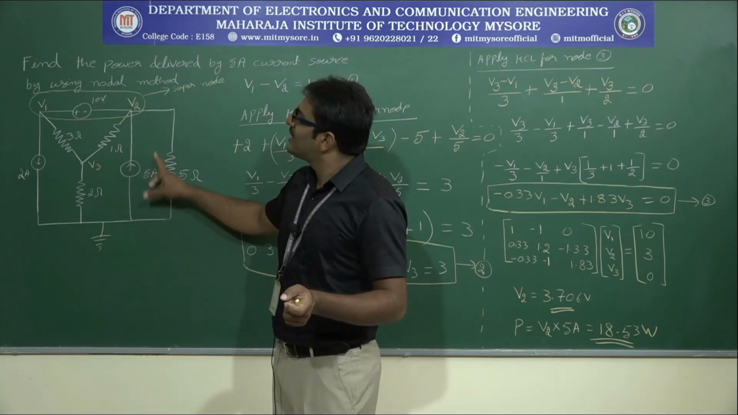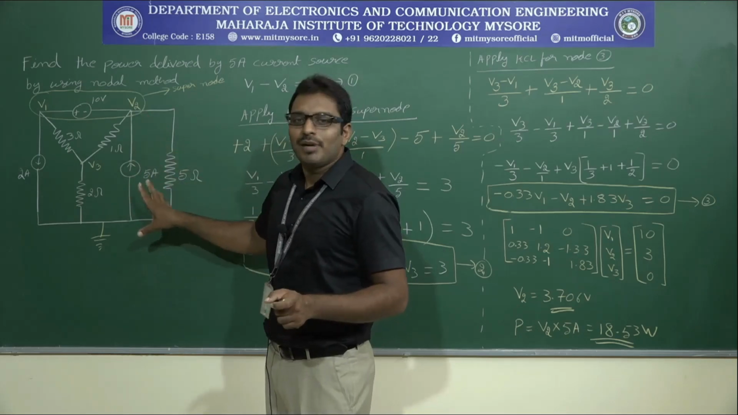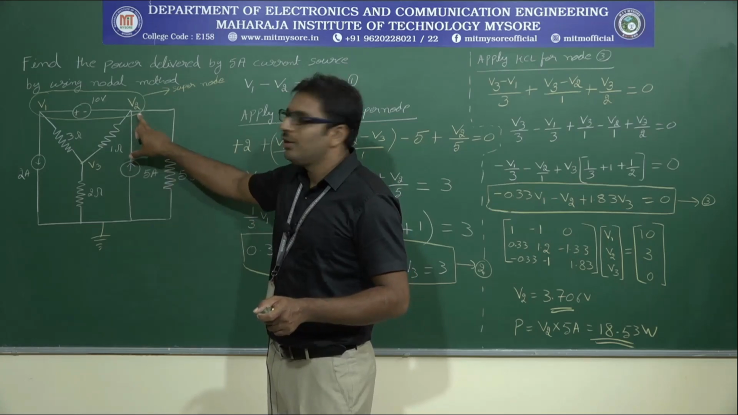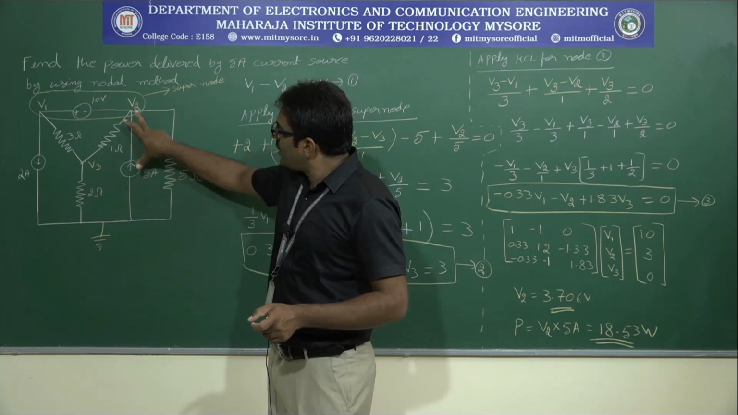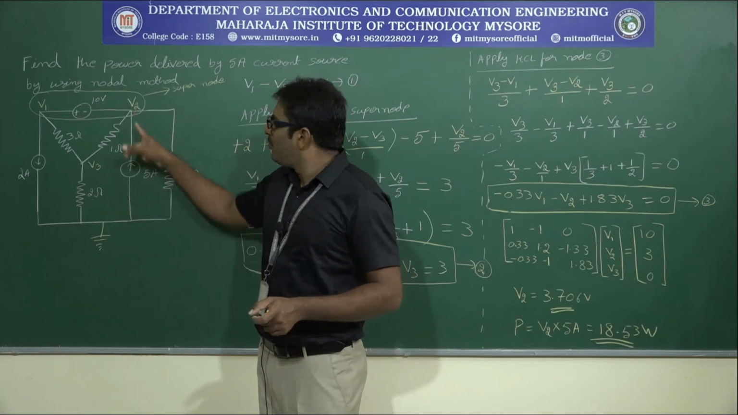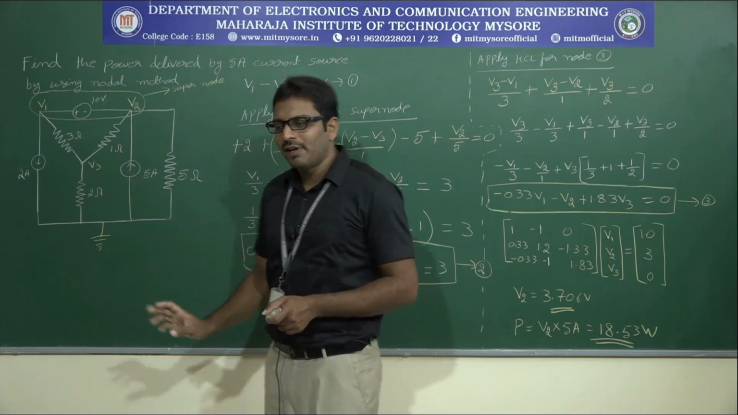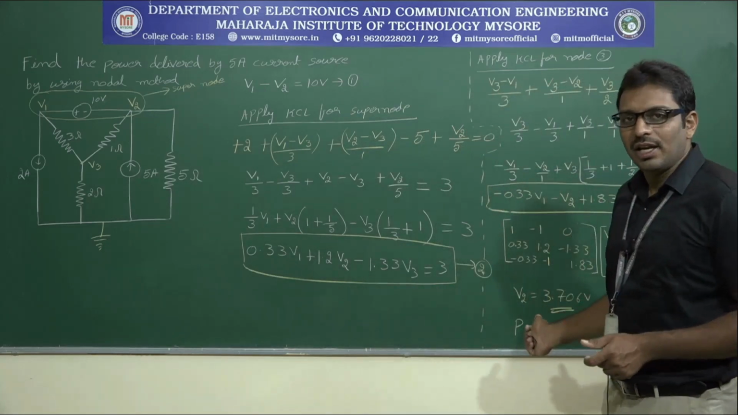Because this current source is connected between V2 and ground. V2 is nothing but the potential difference across this 5 ohm resistor, because one end is connected to V2, another end is connected to 0. The potential difference between these two terminals is V2 minus 0. Correct? So V2 is nothing but the voltage across the 5 ampere current source. That's why just find out V2 by solving these 3 simultaneous equations.